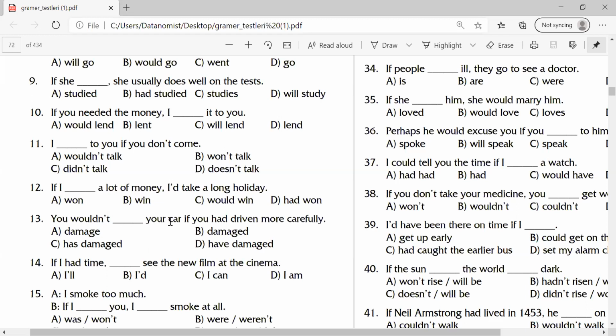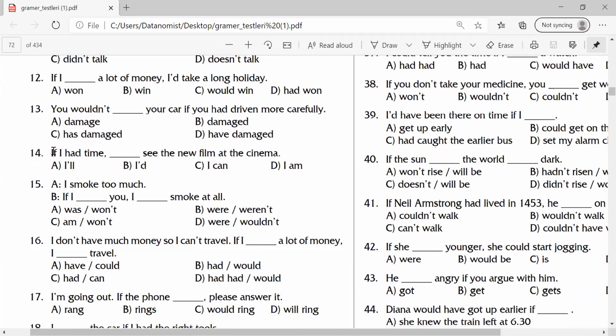You wouldn't dash your car if you had driven more carefully. Is again conditional, had driven. So this is my clue. The combination with had plus V3 is would have plus V3 or wouldn't have plus V3. Because I have wouldn't, I am looking for have plus V3. So half part he has given here, other half I have. So wouldn't have damaged. D is the answer.